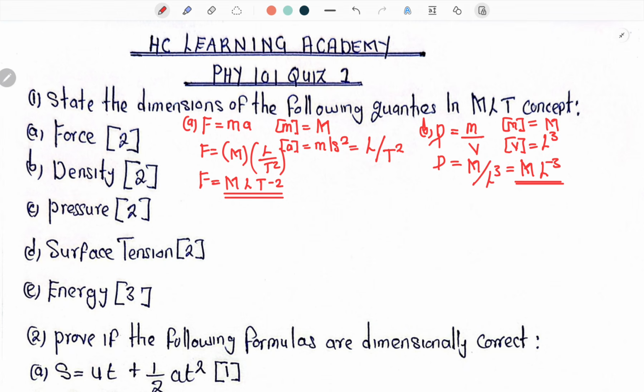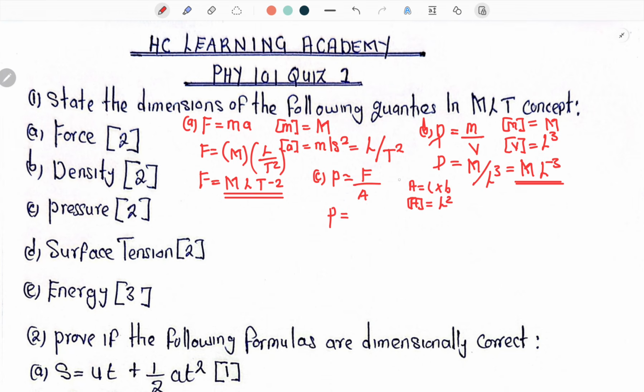And we go to C. C is actually saying pressure. Pressure is equal to force over area. Now remember that area has its formula as L times B. So meaning the dimensions of area is simply L to the power 2.